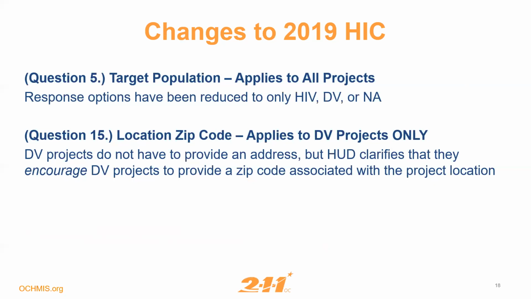And then there is a change that applies to only DV projects. So on question 15, location zip code, HUD has clarified that they encourage domestic violence projects that serve domestic violence survivors to provide a zip code associated with their project location. So although victim service providers do not have to provide an address, HUD would encourage the project to provide a zip code that is associated with their project.